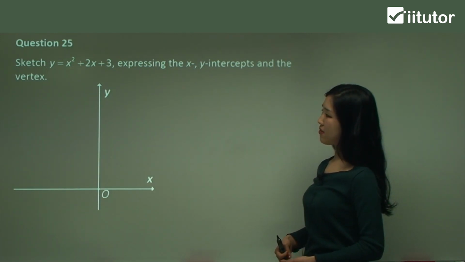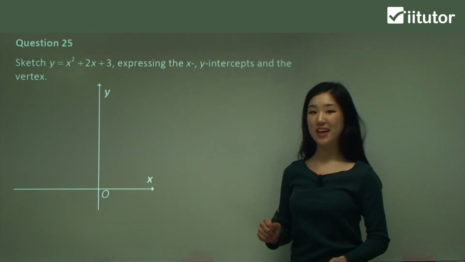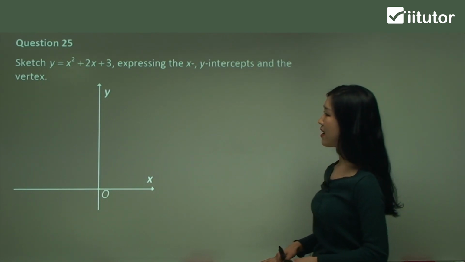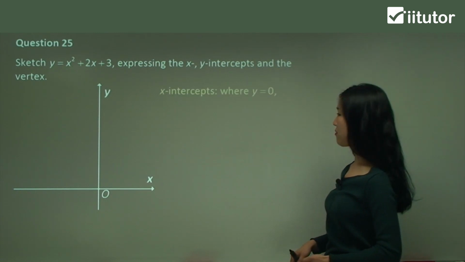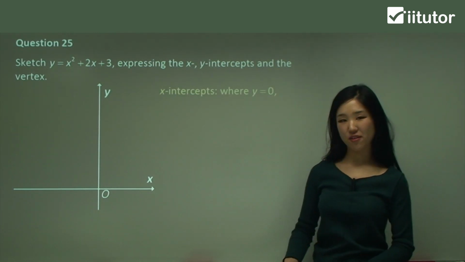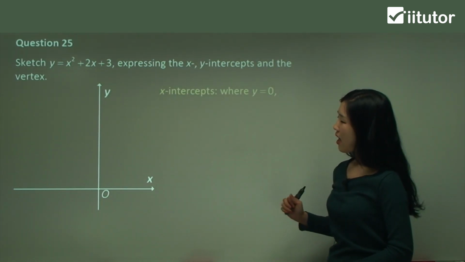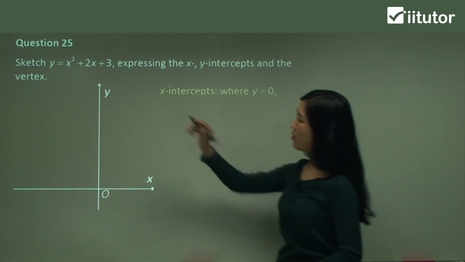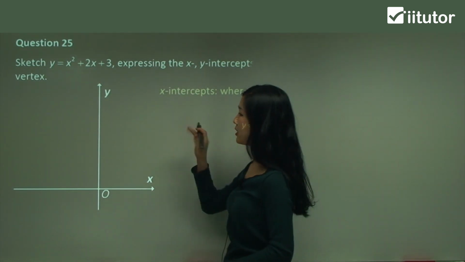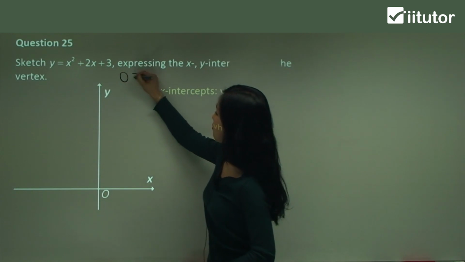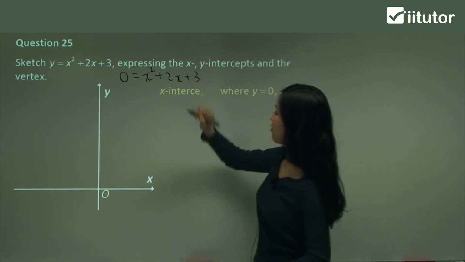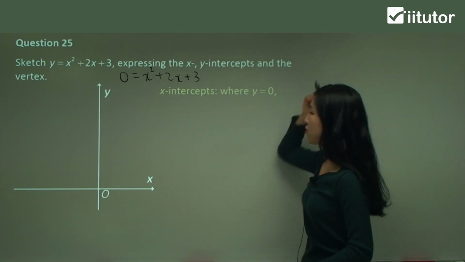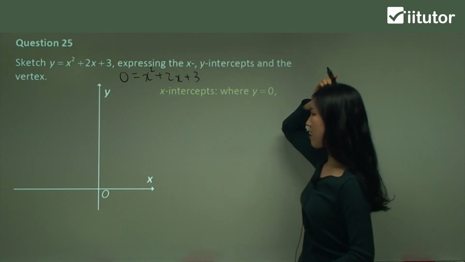Okay, question 25 says, sketch y equals x squared plus 2x plus 3. Now I'm going to start with our usual procedure, finding the x-intercepts where y equals 0. Now, have a look at this one, guys. If I let y equals 0, I can solve for x, right? But I was trying to factorize this. Can you factorize this, guys?